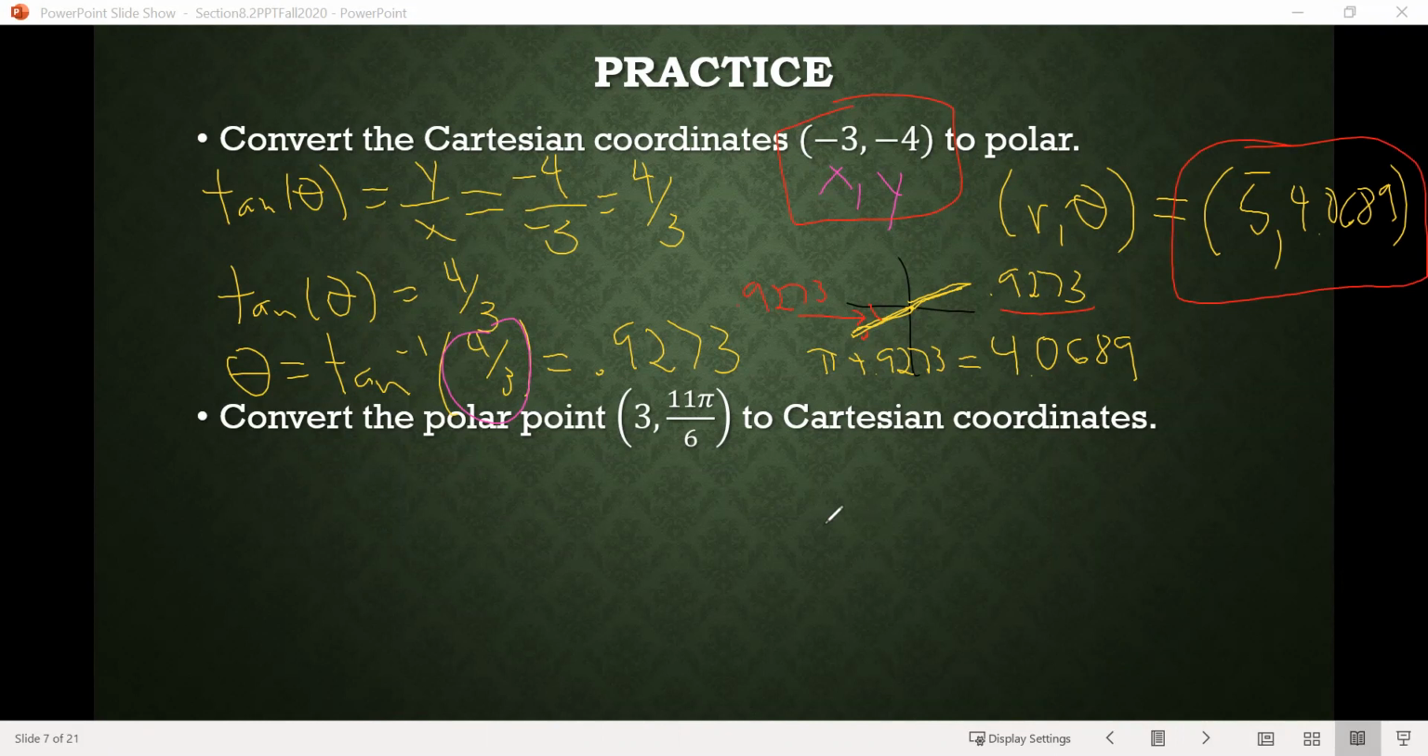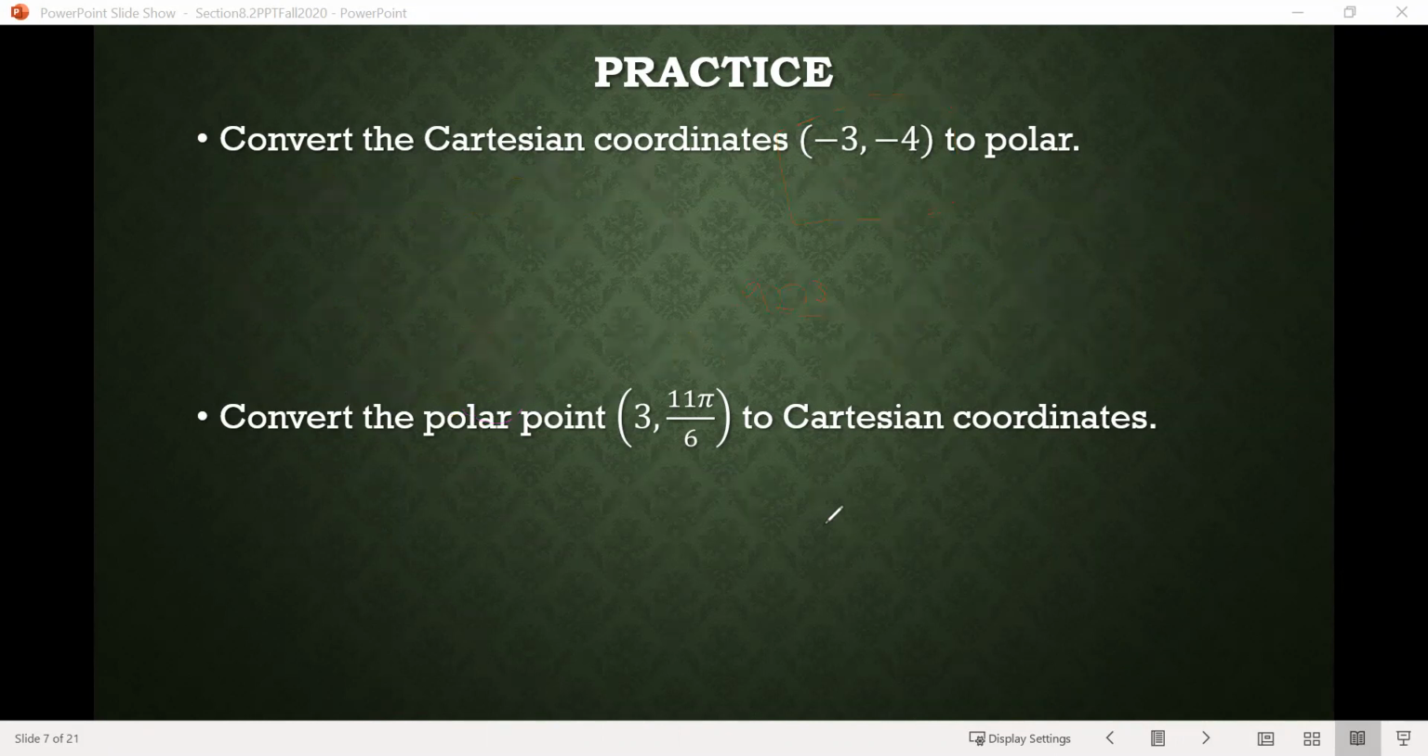Okay, let's look at the second problem then. So now we're given the polar point 3 comma 11 pi over 6, which again, we recall that because this is a polar point, we know this is an r comma theta value. And when we have r and theta, the process for finding the x and y coordinates in Cartesian coordinates, which is what we're looking for here, is actually much more straightforward.